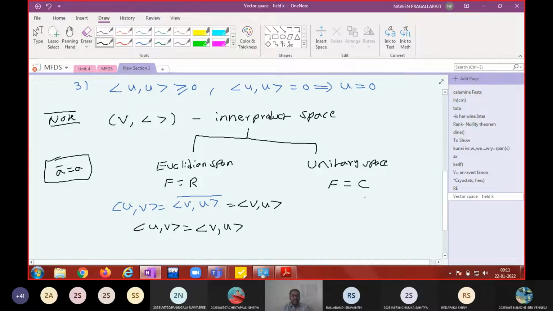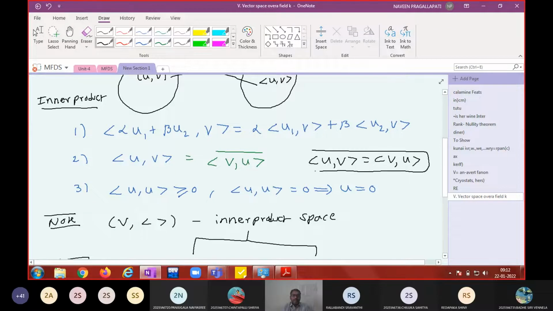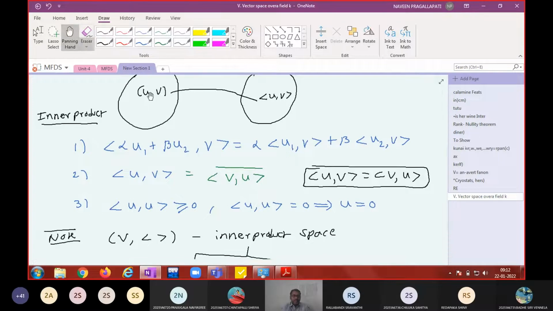If it is a unitary space, then the conjugate of a number is not necessarily equal to itself, because a plus ib is not equal to a minus ib. Therefore, that is different. So if you are limiting your discussion to real inner product spaces, then instead of the conjugate condition you can put the condition u comma v equals v comma u. If I am considering only the real field, then these three conditions are sufficient.